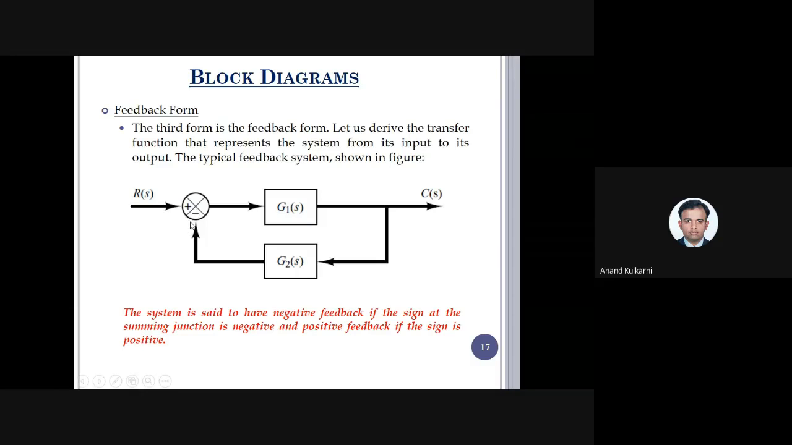If the sign is positive, it is called a positive feedback signal. If the sign is negative, it is called a negative feedback signal. Hope this point is clear. Remember, if the signal is positive, it is called a positive feedback signal. If the signal is negative, it is called a negative feedback signal.